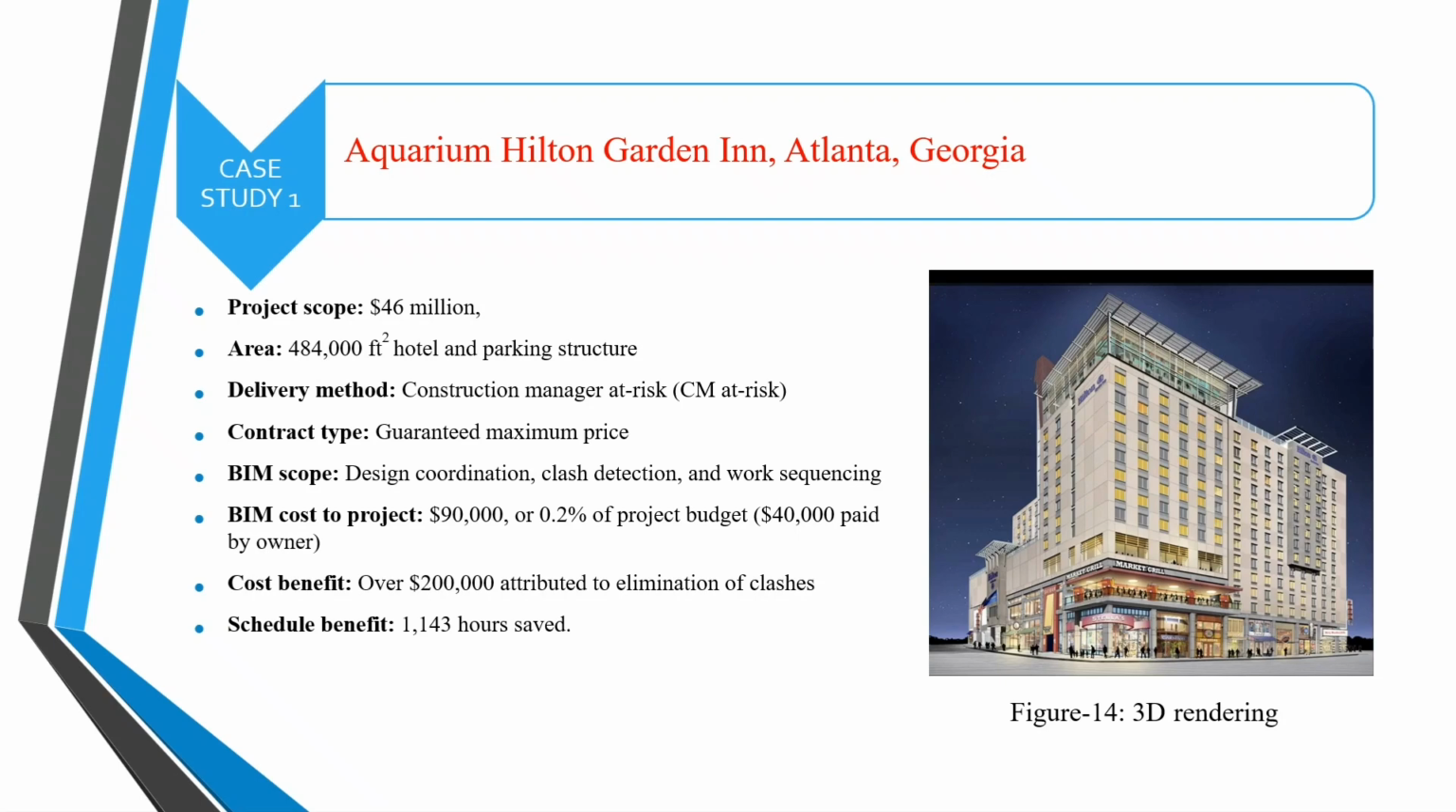Case study 1, that is Hilton Garden Inn near the Aquarium in Atlanta, Georgia. The Hilton Atlanta near the Georgia Aquarium was constructed by Holder Construction with the use of building information modeling. The total investment was $46 million, with the cost of building information modeling implementation constituting $90,000 or 2% of that investment.